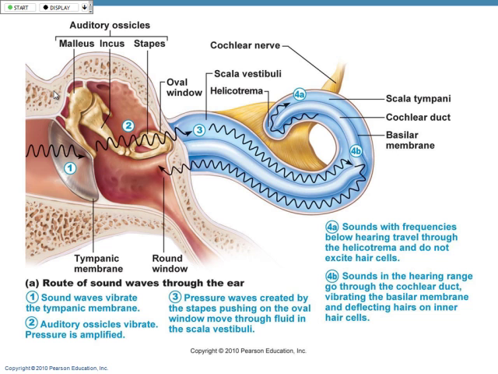So the pathway of sound waves, and we've pretty much covered most of them, yes, can be seen in this diagram. Vibrate that tympanic membrane, move those auditory ossicles, creates pressure waves within the cochlea, and then that's going to travel through the helicotrema and not excite hair cells. But sounds in the hearing range go through the cochlear duct, and they vibrate that membrane, and they cause deflection in the hair cells, and we can hear them.